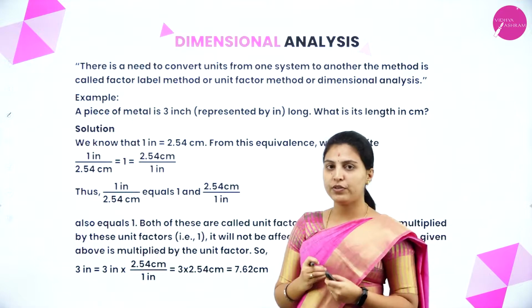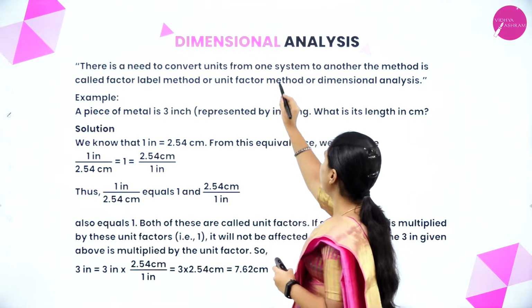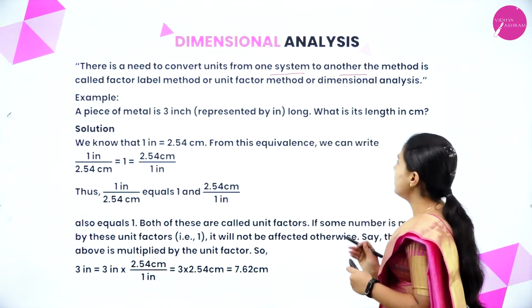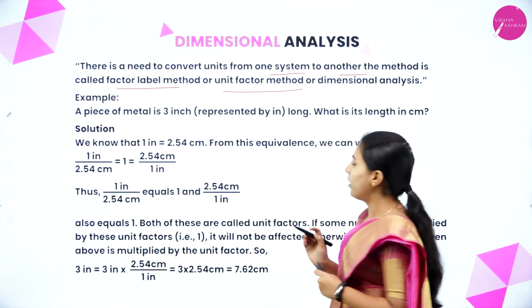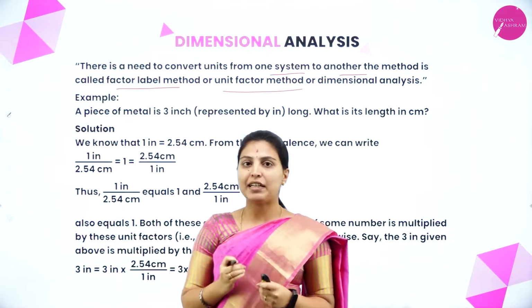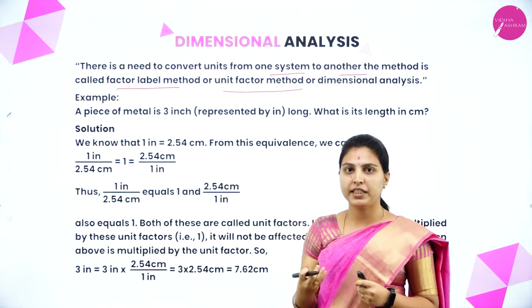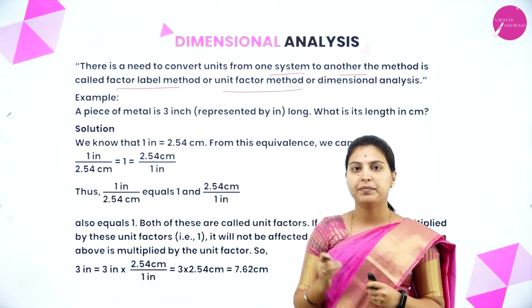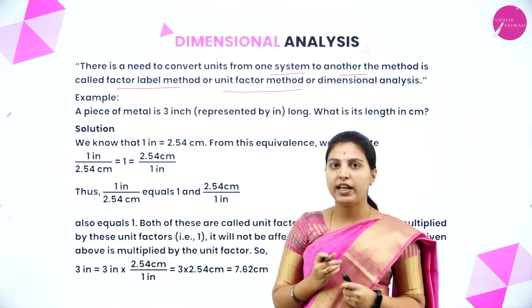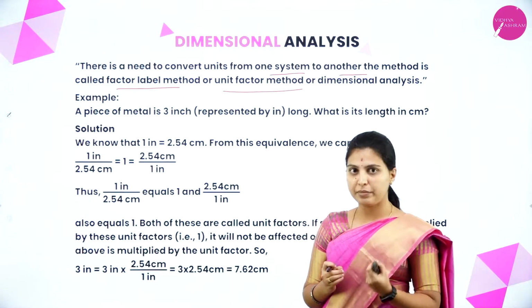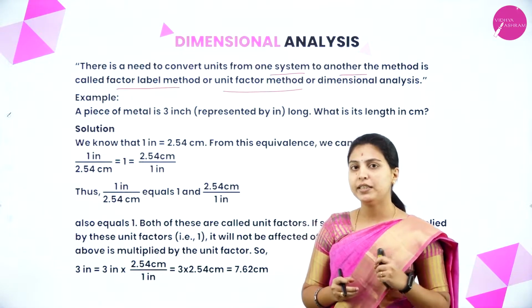Dimensional analysis. First, we will understand what dimensional analysis is. There is a need to convert units from one system to another. This method is called the factor label method, unit factor method, or dimensional analysis. What is the statement telling us? If a quantity is in inches or meters, you should convert it into another unit. That conversion of one unit to another is called dimensional analysis, also known as the factor label method or unit factor method.